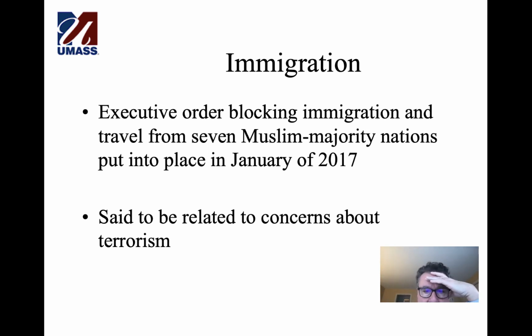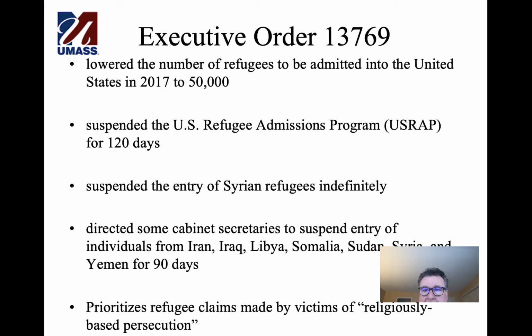Just by way of example, let's talk a little bit about how the court interacted with the president over the issue of immigration. You probably remember the executive order blocking immigration and travel from 7 Muslim-majority nations that started in January of 2017, which seems like an absolute lifetime ago. The president expressed a concern relating to terrorism, and issued Executive Order 13769 that lowered the number of refugees to be admitted to the United States. It suspended the U.S. refugee admissions program. It suspended the entry of Syrian refugees indefinitely. And it directed cabinet secretaries to suspend entry of individuals from Iran, Iraq, Libya, Somalia, Sudan, Syria, and Yemen for 90 days. It also prioritized refugee claims made by victims of religiously based persecution.